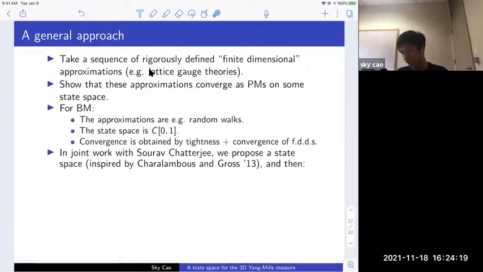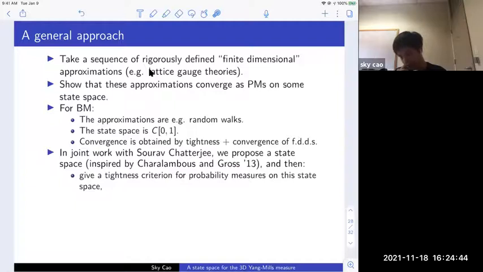First off, for Brownian motion, the state space C[0,1] is kind of clear from the start, but for Yang-Mills, it's much less clear what the state space should actually be. So the first thing we do in our work is we define a state space, inspired by the previous work of Charalambous and Gross in 2013. Then we give a tightness criterion for probability measures on this state space. If a certain criterion is met, then we would be able to obtain subsequential limits. And once we have subsequential limits, we could define the Yang-Mills measure as one of these subsequential limits.